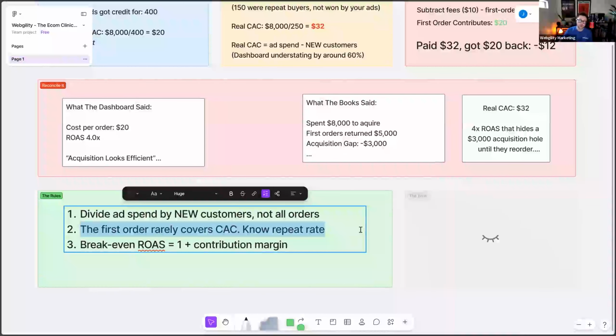Understand that your first order rarely covers the cost to acquire them, right? Especially if you're running ads, you need to understand that having that first order come in is not sealing the deal. It's starting the relationship with the customer.